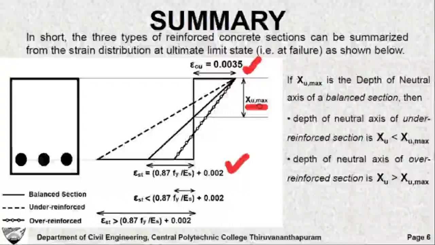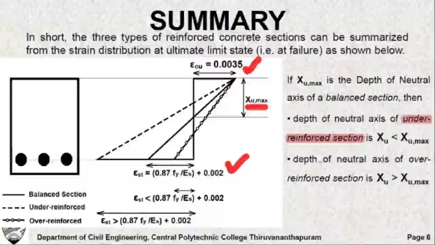Similarly, you can find the depth of neutral axis for the other types of sections, for under reinforced section and for over reinforced section. Here, in case of under reinforced section, the depth of neutral axis is less than XU max. So we say XU is less than XU max in case of under reinforced section, where XU max is the depth of neutral axis for a balanced section.